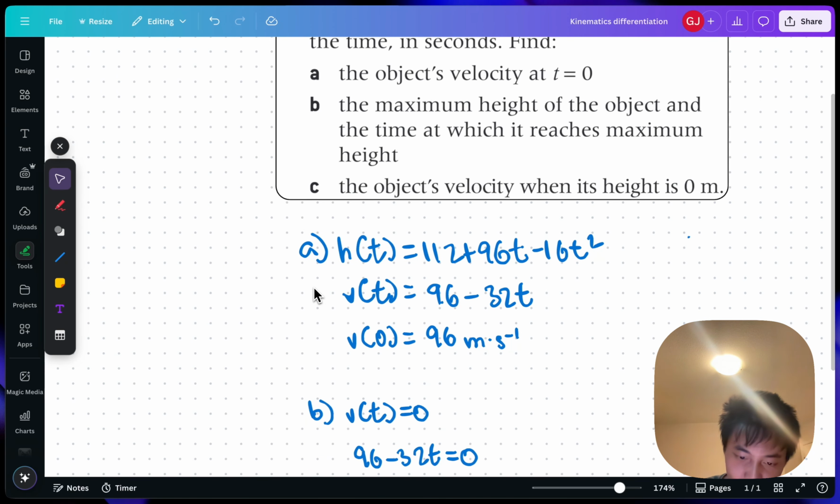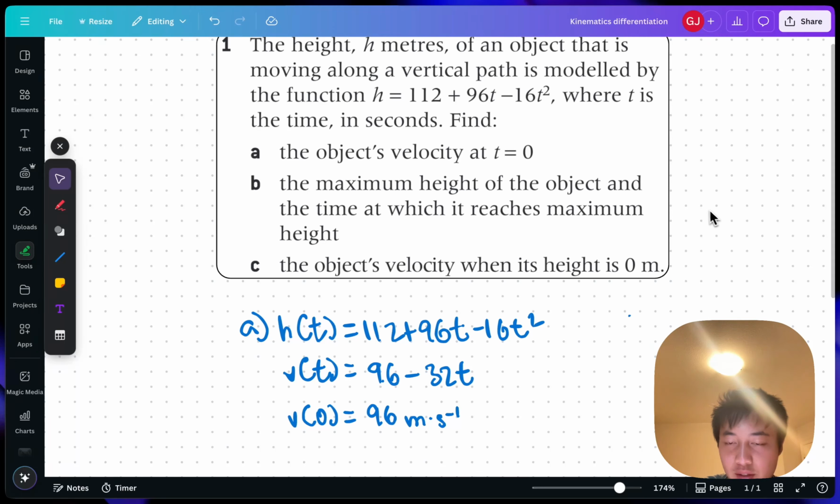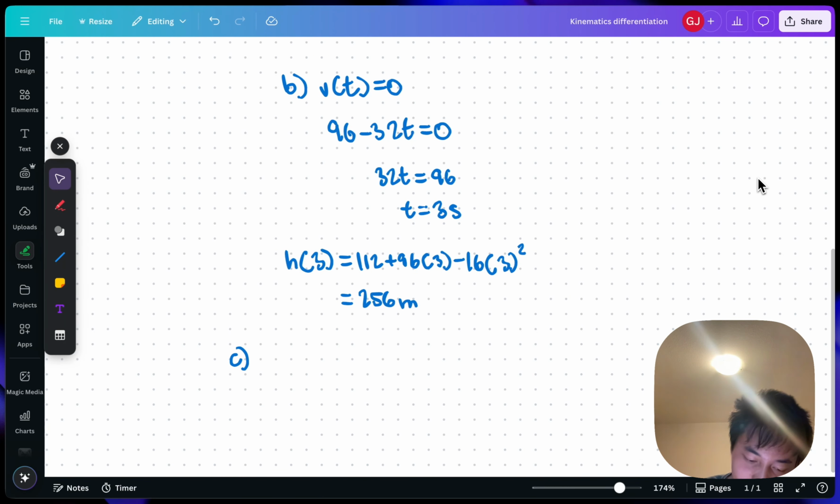And for C, we must calculate the object's velocity when its height is 0. So this is more interesting, and the first step for this is to determine when the function of height is at 0. So h(t) equals 0: 112 plus 96t minus 16t squared equals 0.